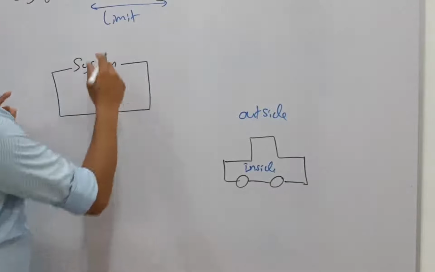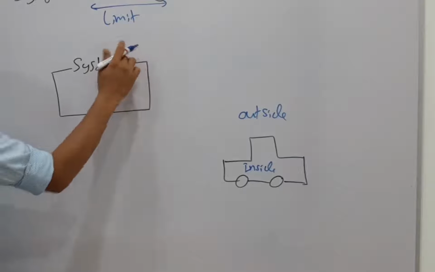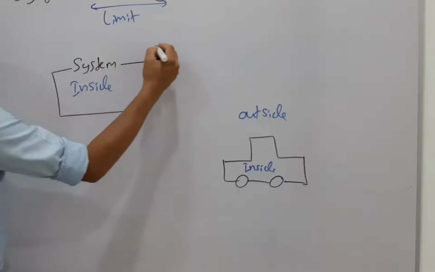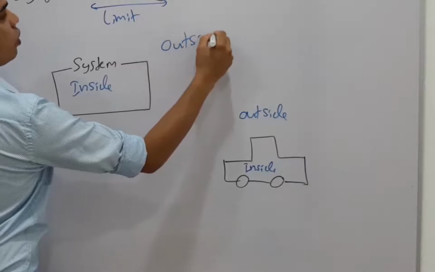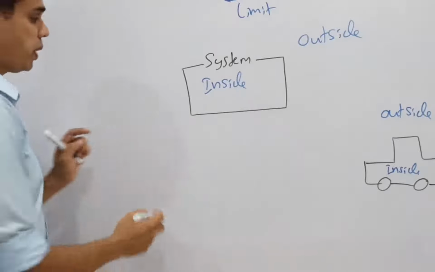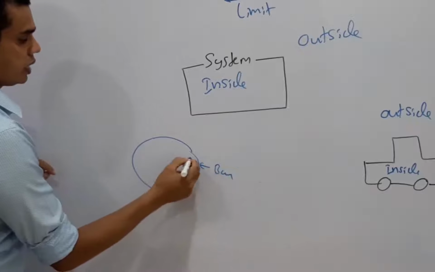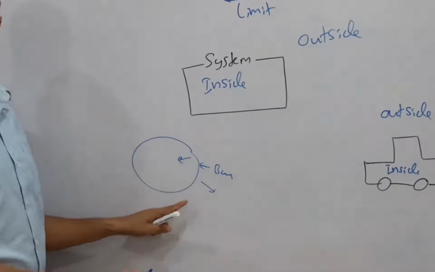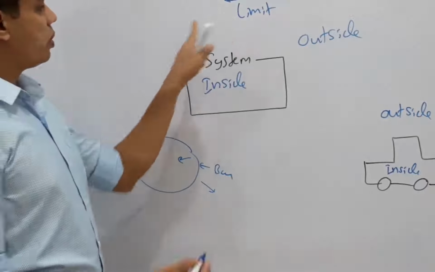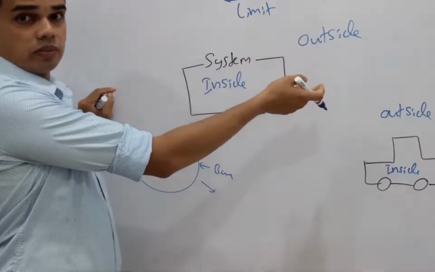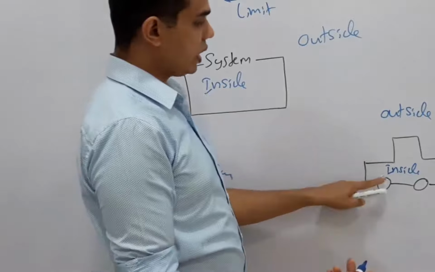So, similar to that, the system boundary is defining what is inside the system as well as what is outside the system. Just like the cricket playground, this is a boundary. Then this is inside and this is outside the boundary. So the system boundary is defining what is inside the system and what is outside the system. The example is the vehicle.